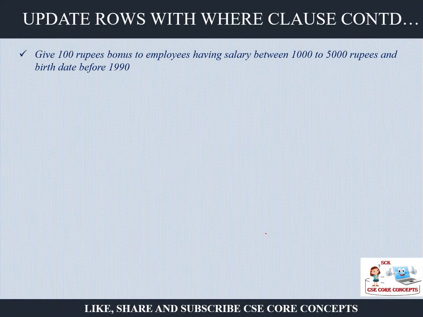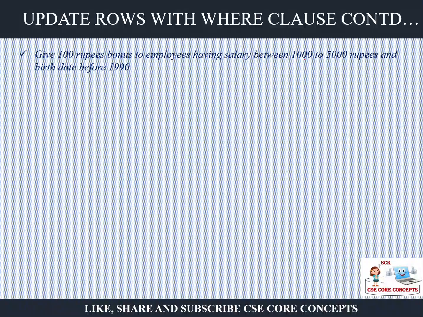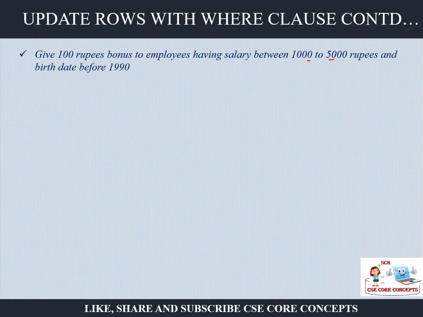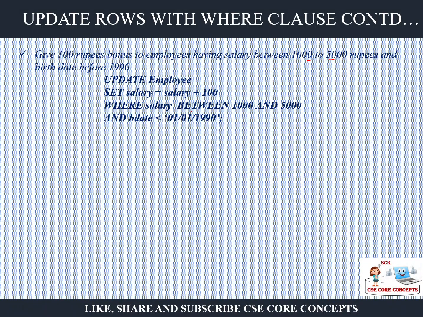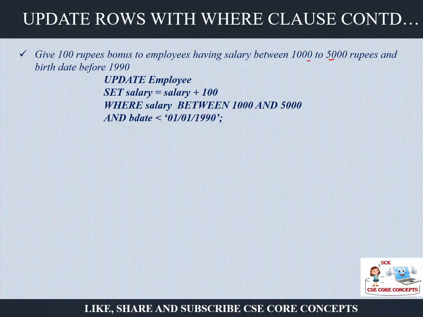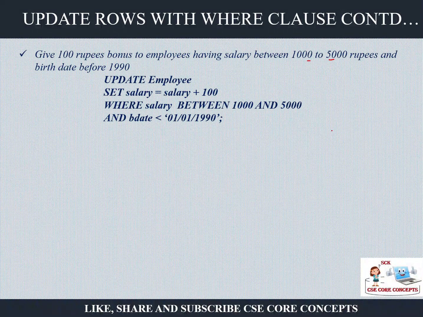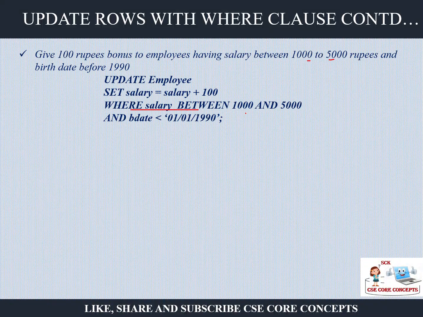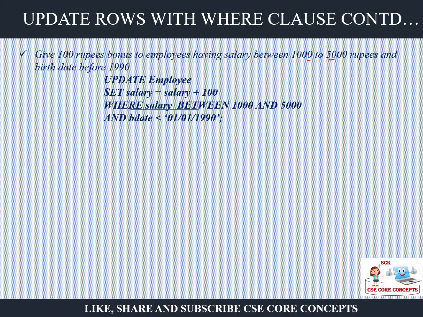But here both the conditions should match. Then we can have more conditions, like give 100 rupees bonus to the employees having salary between 1,000 and 5,000 rupees. Understood? And birth date before 1990. So both conditions should match. Now you can write this condition in two ways: where salary greater than equal to 1,000 and salary less than equal to 5,000. This way also you can write, or you can use the between clause, between 1,000 and 5,000. And the next condition, that is the birth date.